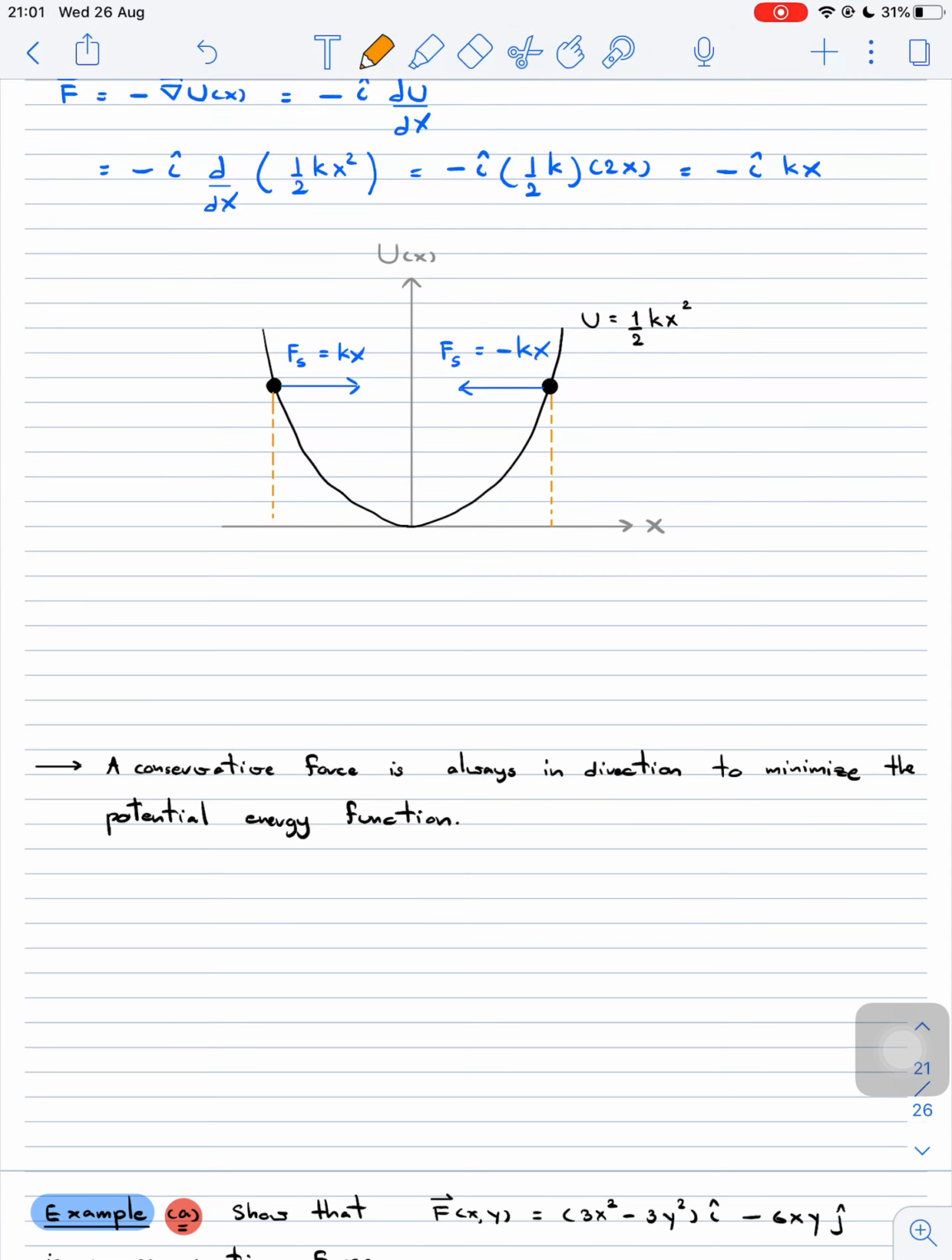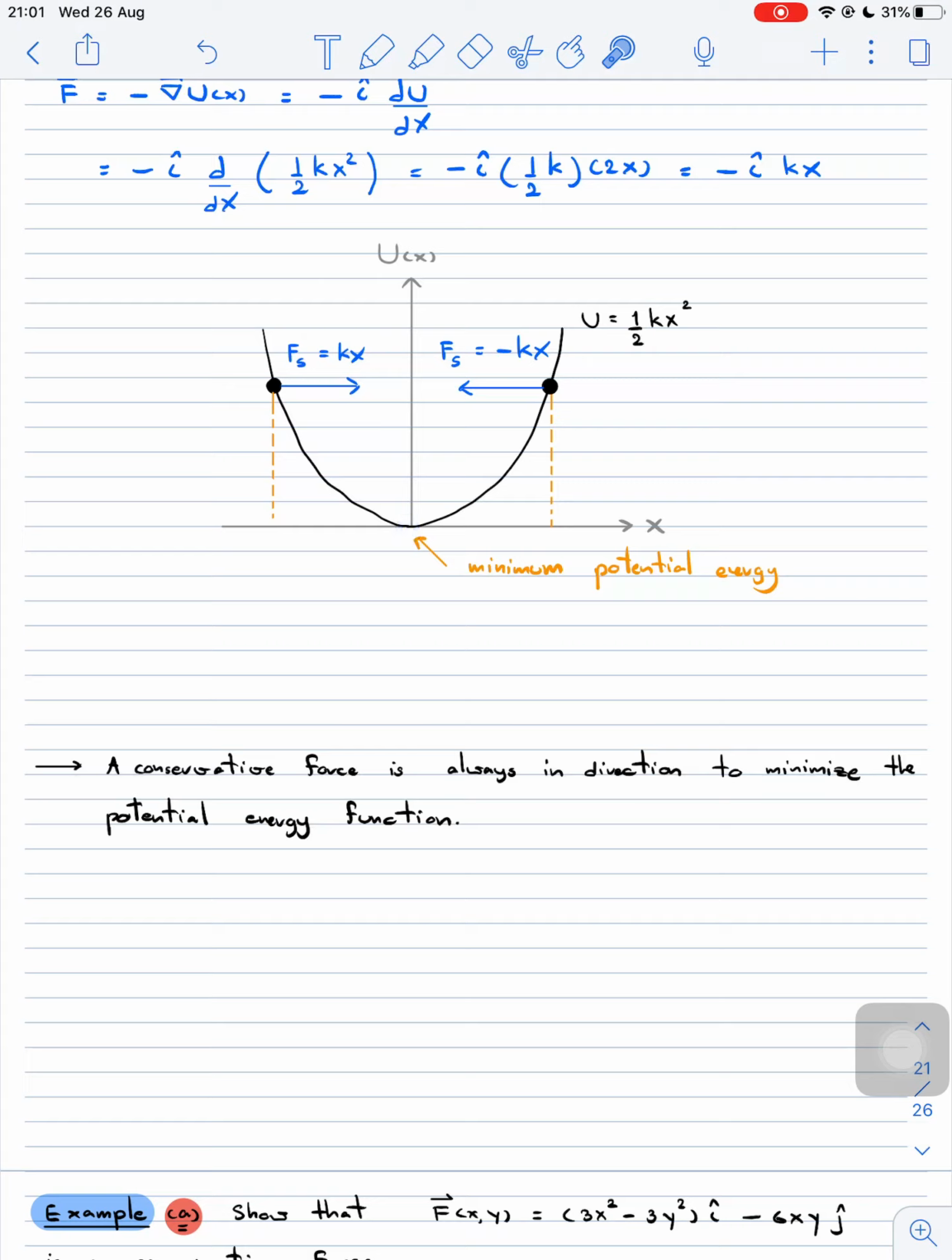At this point, okay, so we have the minimum potential energy. Okay, so if we have the particle or the spring at this position here, you can see that it tries to go to this line, to this position. Okay, so at this position we have the minimum potential energy.